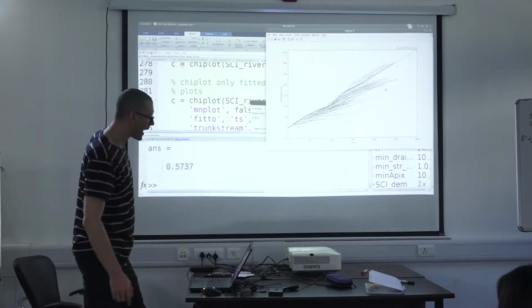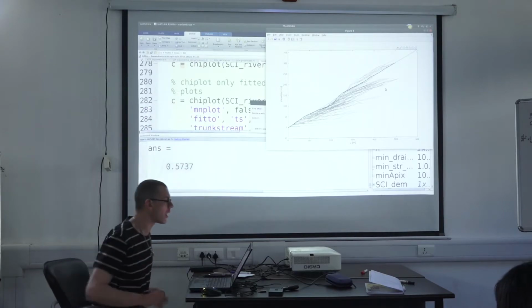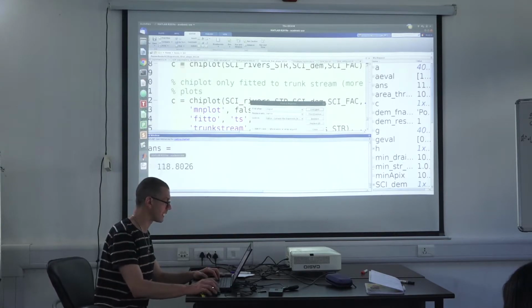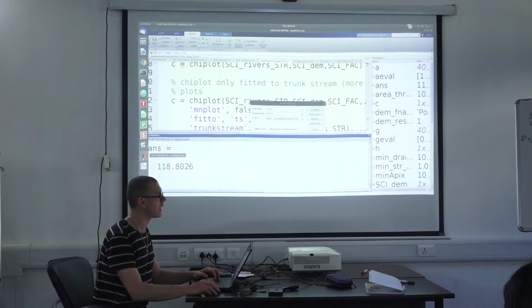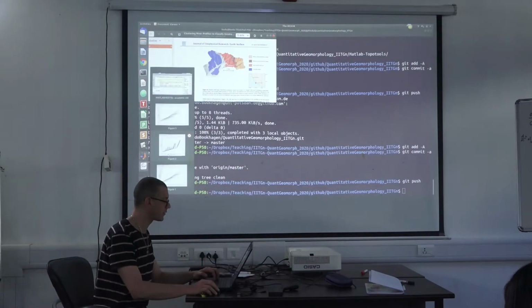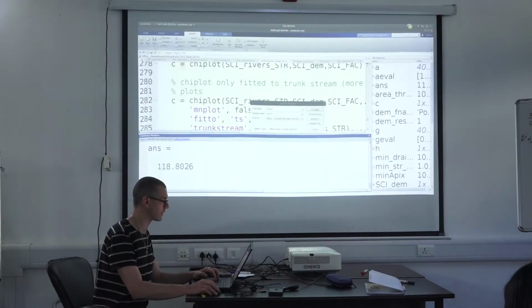And of course, you can also determine the KS value. The KS value is essentially the equivalent to the intercept that we did before.